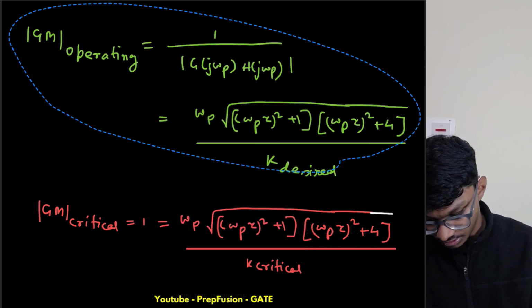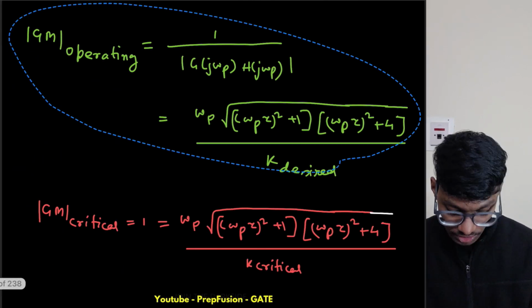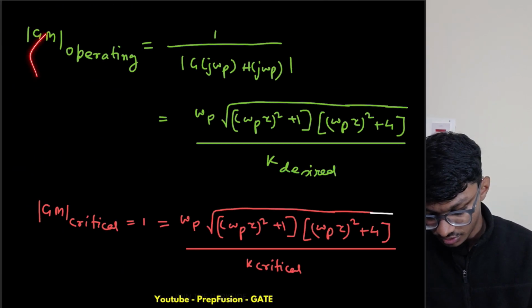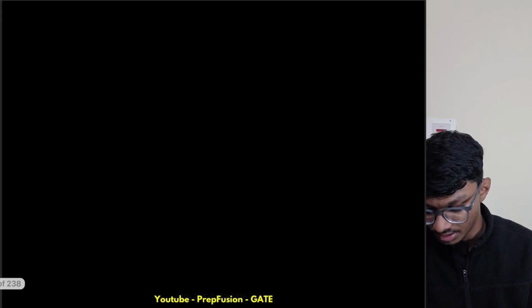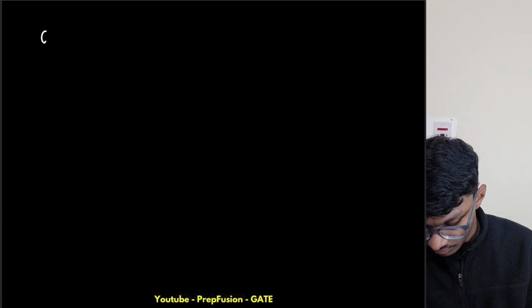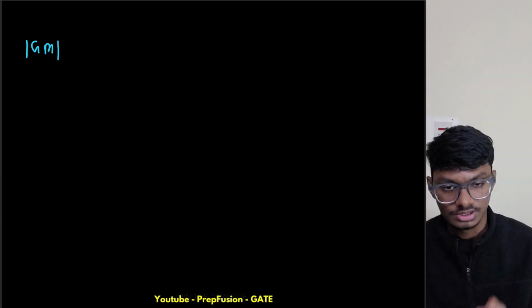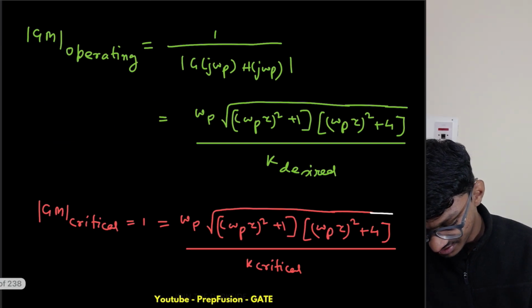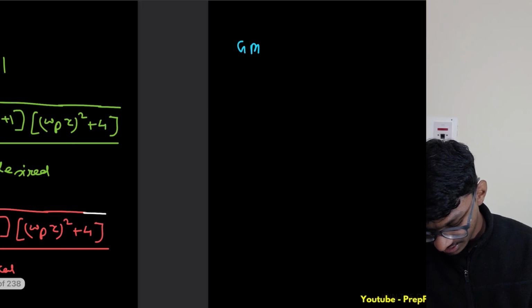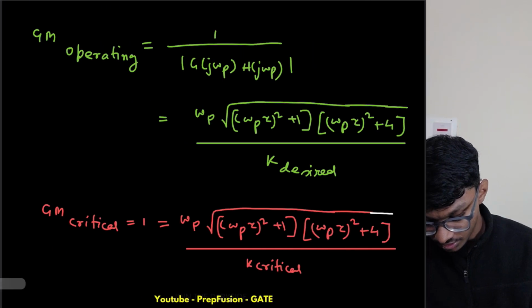Okay, I'll just take another page. So now I will take the ratio of these two, gm operating and gm critical. So gm operating and gm critical is 1 itself, so we'll get only gm operating itself, which I will write simply as gm, because that is the gm of the system. I shouldn't have put the mod sign. Sorry about that. So gm should be equal to the ratio of these two.